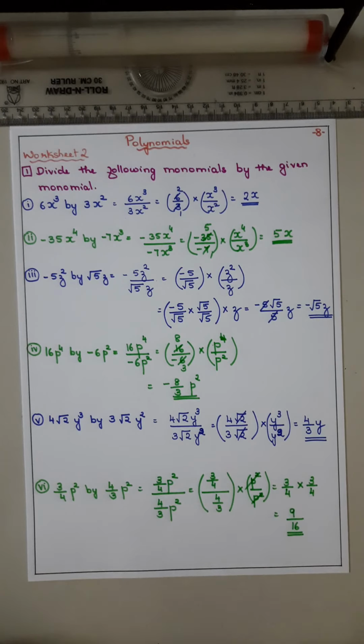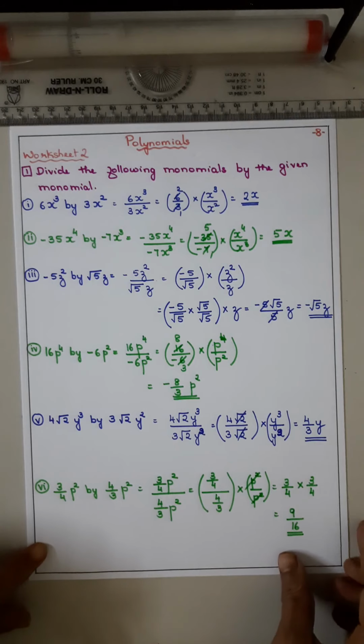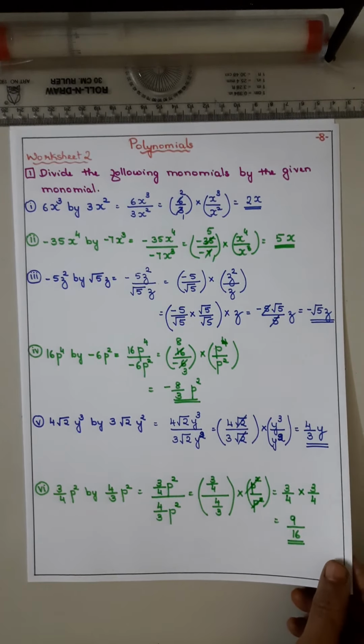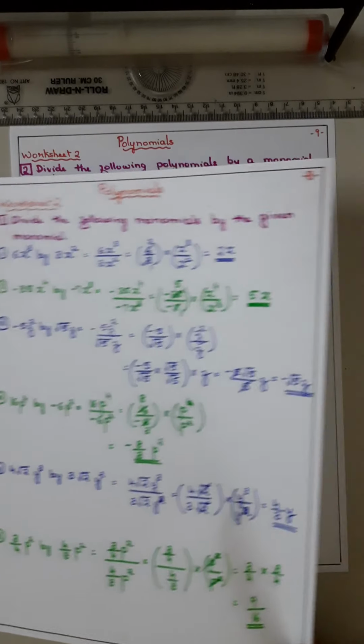So separate the numbers and put the variables in a separate bracket and keep solving. Understood? That was about worksheet 2, question number 1, all the 6 sums.